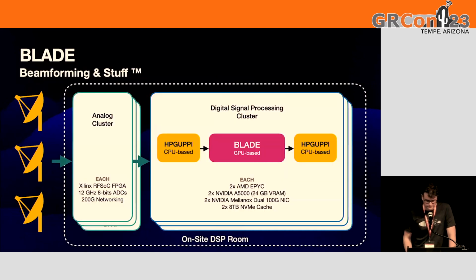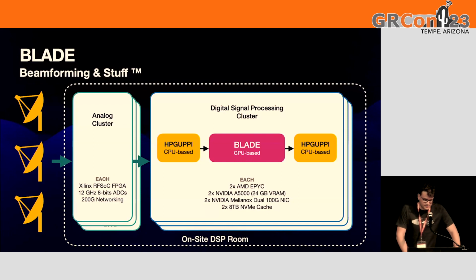Yeah. So this is a very simplified pipeline diagram. The antennas communicate with the analog clusters that are composed of RF SoC boards, that is Xilinx FPGA, with internal ADC that gets the signal from each antenna, digitizes it, and sends to all our clusters using 100 gig networking.